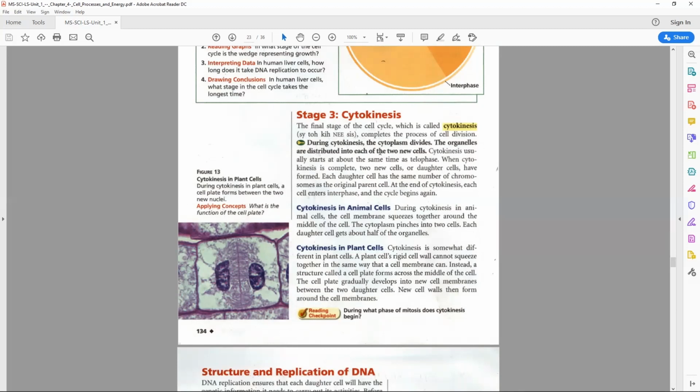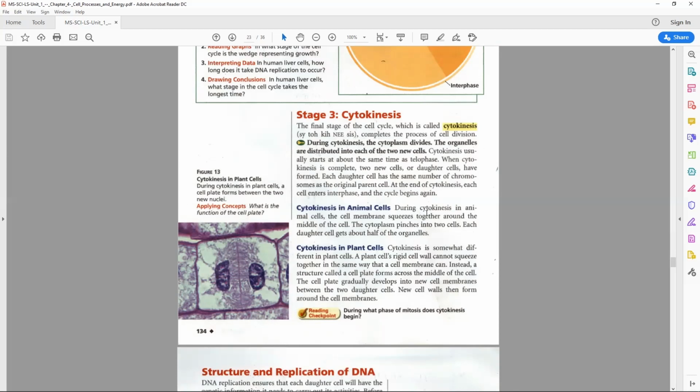Cytokinesis usually starts about the same time as telophase. When cytokinesis is complete, two new cells, or daughter cells, have formed. Each daughter cell has the same number of chromosomes as the original parent cell. At the end of cytokinesis, each cell enters interphase and the cycle begins again.